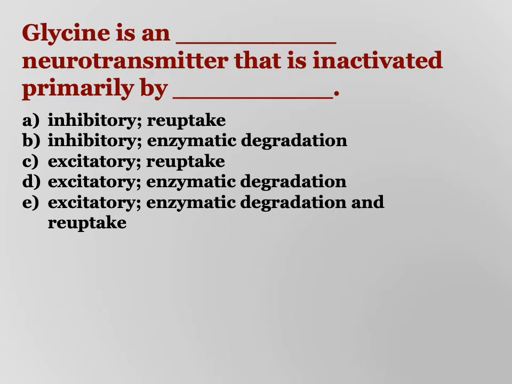Glycine: is glycine inhibitory or excitatory? And is it inactivated primarily by reuptake or enzymes? This is something I want you to know for the main neurotransmitters, whether they're inhibitory or excitatory, and how they are inactivated. So glycine was inhibitory. Remember, glycine and GABA are inhibitory, glutamate and aspartate are excitatory, and all those amino acids were mostly influenced by reuptake.